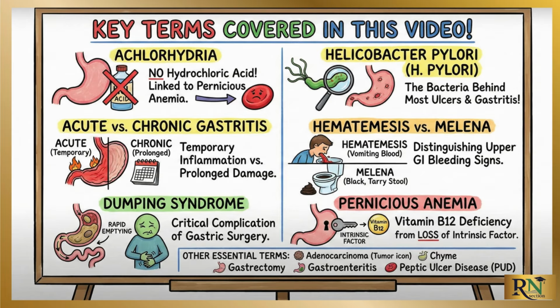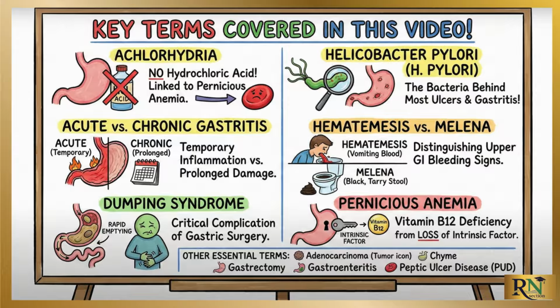Common and yet tricky key terms related to stomach disorders. For example, achlorhydria, the absence of hydrochloric acid linked to pernicious anemia. Acute versus chronic gastritis, the difference between a temporary inflammation and prolonged mucosal damage. Dumping syndrome, a critical complication of gastric surgery involving rapid emptying.